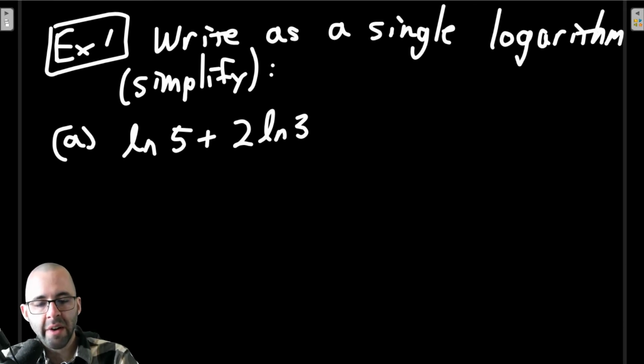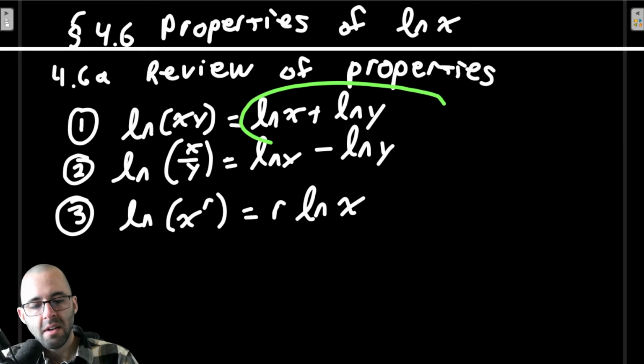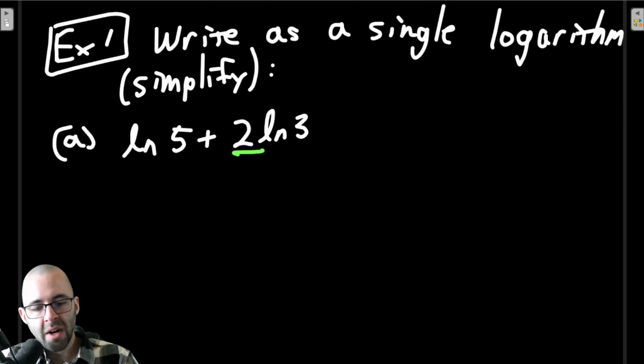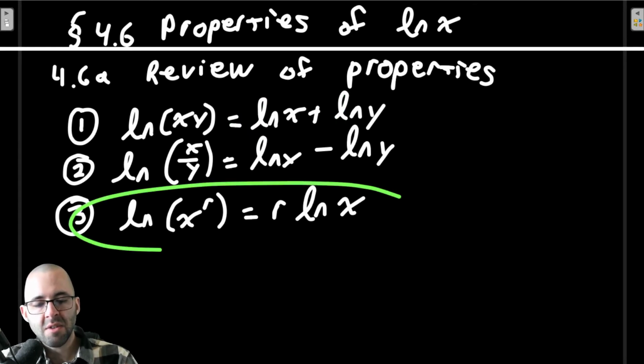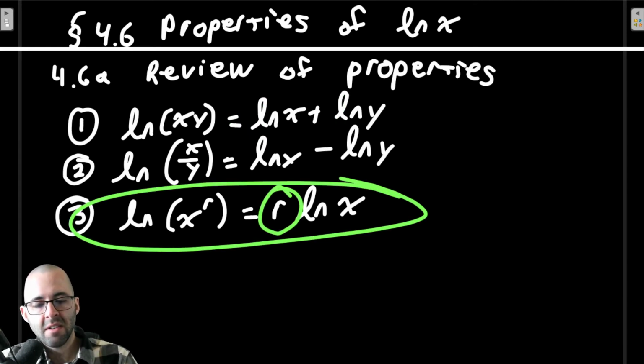So there's a couple things going on right here, right? We have a logarithm plus a logarithm. A logarithm plus a logarithm means multiplication on the inside. But we also have this 2 out in front. We need to deal with that first, because notice in our property, this property doesn't have anything in front, right? This property doesn't work if there's something out in front. So we're going to have to use property number 3 to get rid of that 2 in front. Multiplication on the outside is an exponent on the inside.